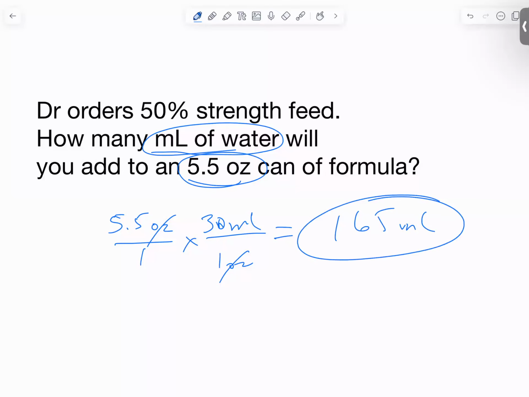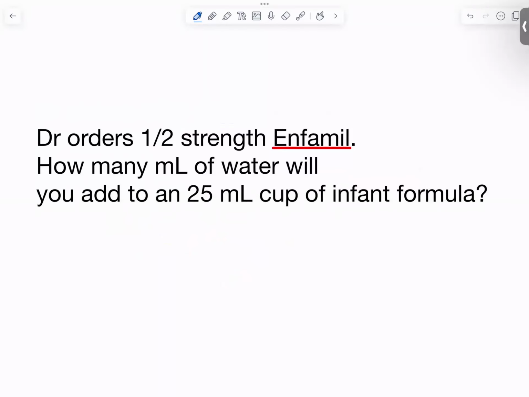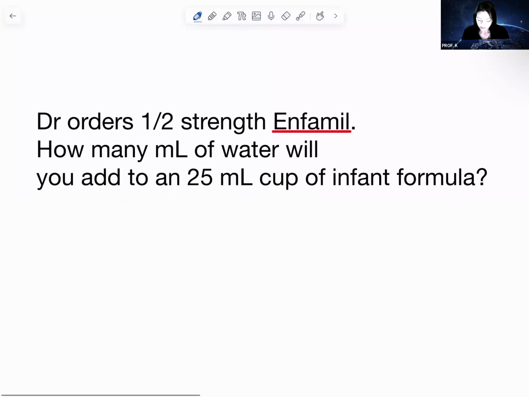What about this one? Babies get fed too. Babies need food too. Some of you may work in a NICU. Yeah, it's not a trick. Still the same process, 25 milliliters. They want half strength Enfamil for this little NICU baby.